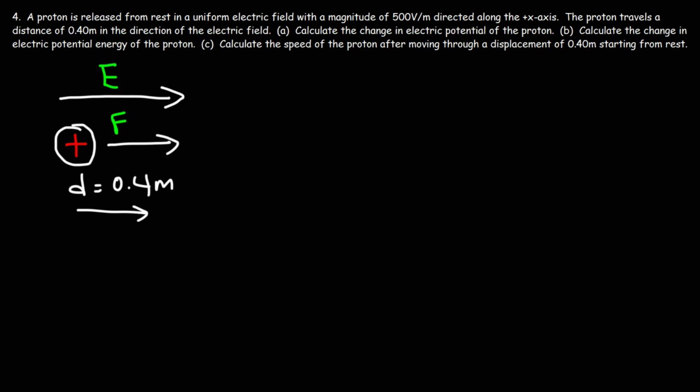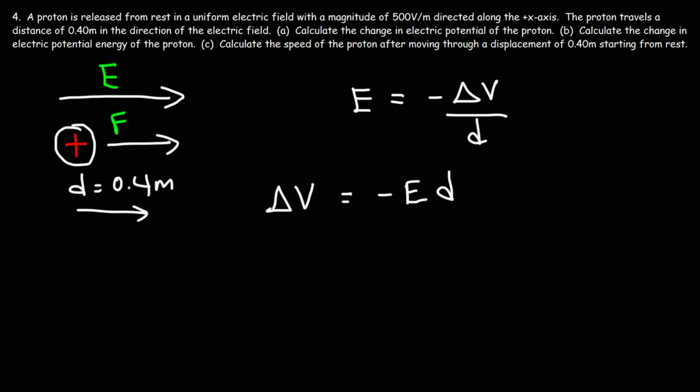Calculate the change in electric potential of the proton. How can we do this? Recall that the electric field is equal to the negative change in electric potential divided by the displacement. So if we multiply both sides of this equation by negative d, we'll get that the change in electric potential is equal to negative E times d. So let's use that formula.